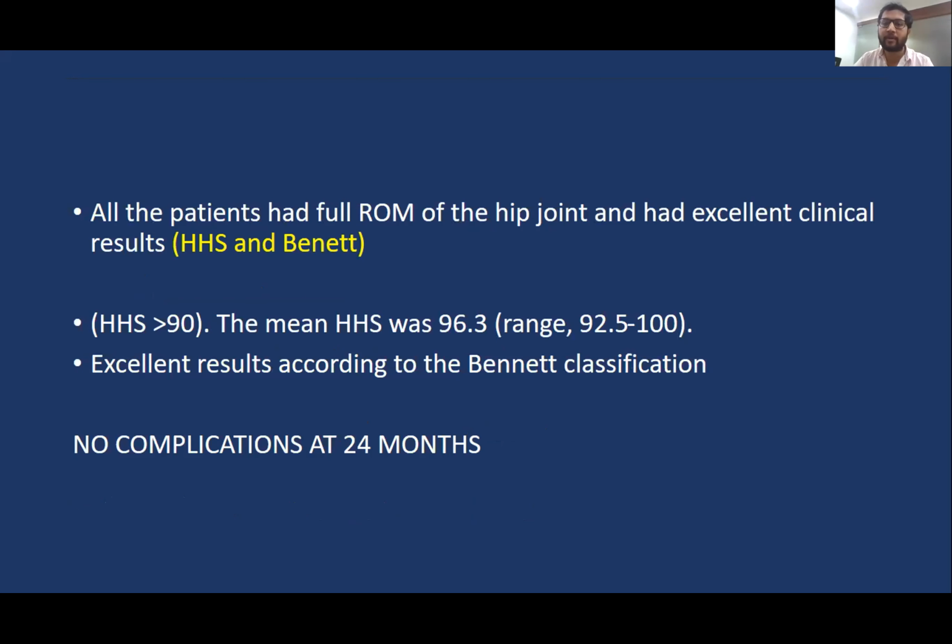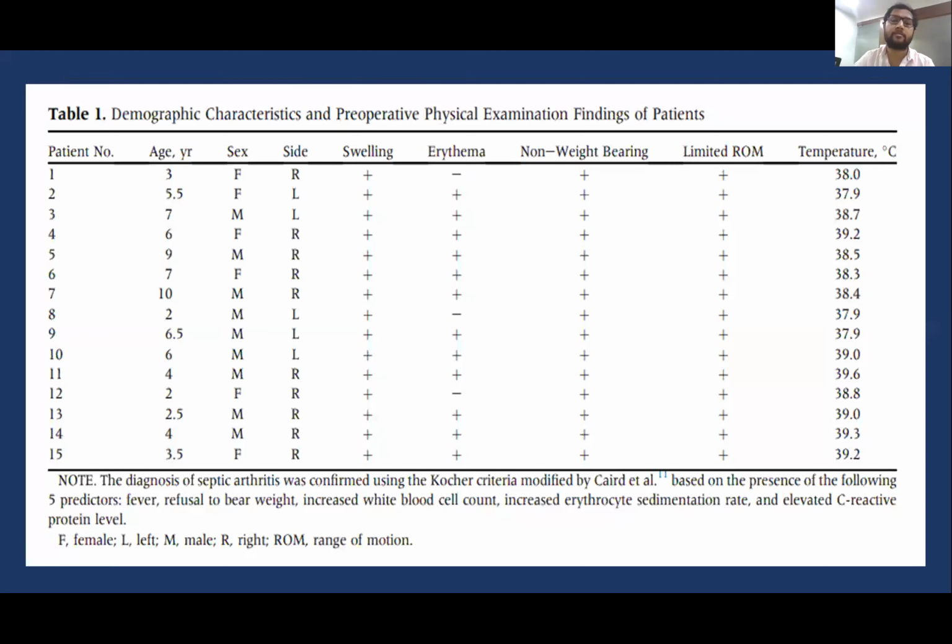All patients had full range of movement at the hip joint, and they had excellent clinical outcome, which was evaluated using the Harris Hip score and the Bennett score. And at 2 years of follow-up, none of the cases had any complications. So this is a brief outline of the preoperative evaluation, and all of these cases were Kocher criteria positive, with the youngest patient being around 2 years and the oldest being 10 years.